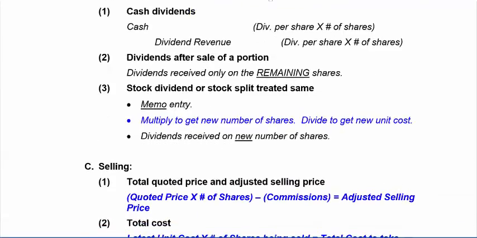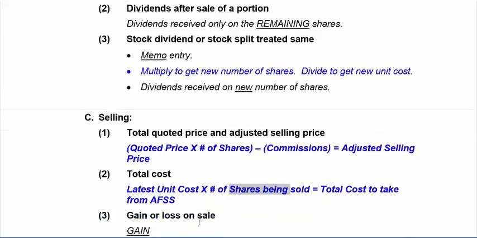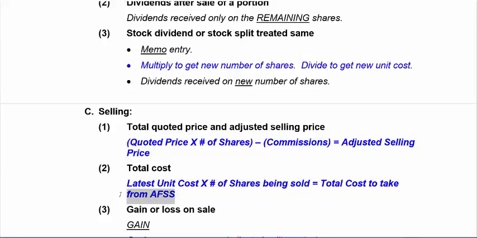When you sell shares of stock, you use the total quoted price and what I call the adjusted selling price. So the quoted price that you're getting for selling times the number of shares you're selling minus the commissions again. So add commissions on purchase, subtract commissions on sale. You get the adjusted selling price. The cost is whatever that latest unit cost was that you computed times the number of shares you're selling, and that's how much you're going to credit available for sale securities for.